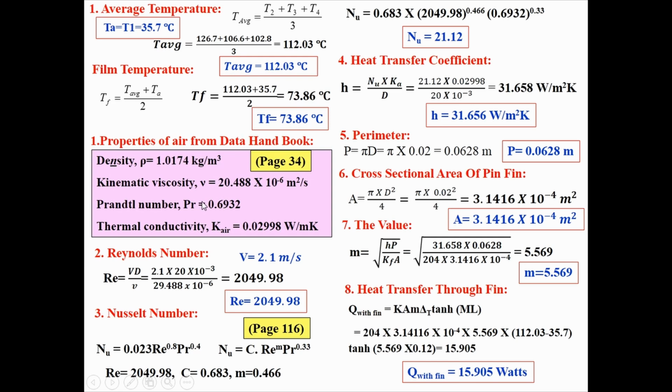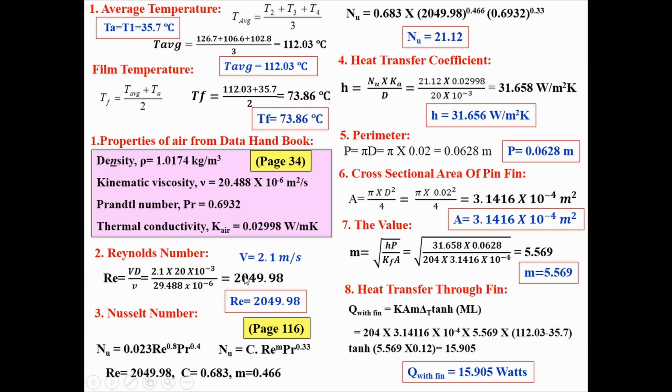Now, once you have taken the properties of the air from the data handbook, from page number 34 of your data handbook, later you have to calculate the Reynolds number, because air is moving with a certain velocity. So when there is a velocity, I have to calculate the Reynolds number. What is the equation for Reynolds number? Reynolds number is equal to V D divided by kinematic viscosity.